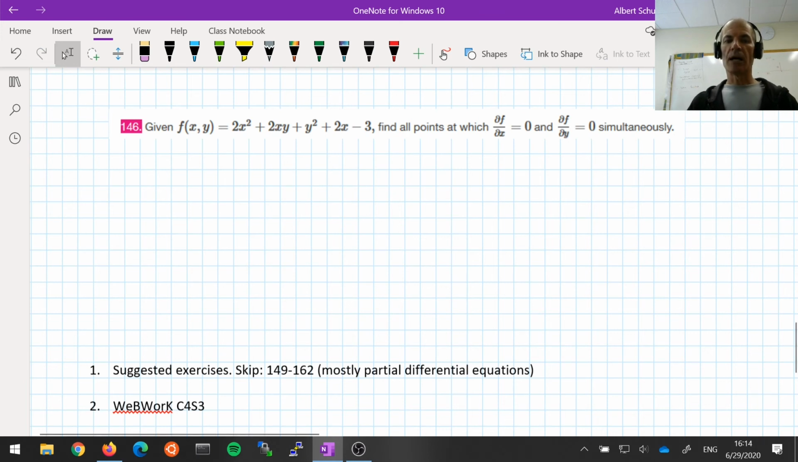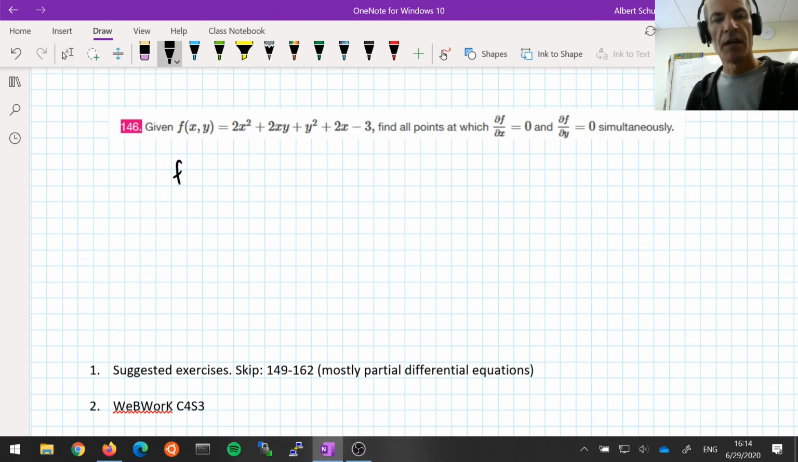So what you're asked to do in problem 146 is to take the partial with respect to x, with respect to y, set them equal to 0, and solve the resulting system of equations. What you're going to get is two equations in the two unknowns, x and y. And if you're lucky, you'll be able to solve that system of equations, and you'll be able to find important points that we call critical points in Calculus 3, just like in Calculus 1. So the first thing we need to do is calculate the partial derivatives. The partial of f with respect to x, f sub x, is 4x plus 2y.